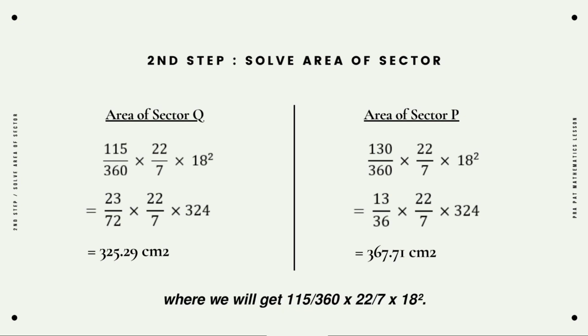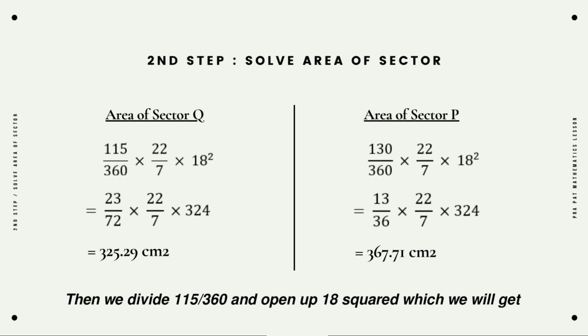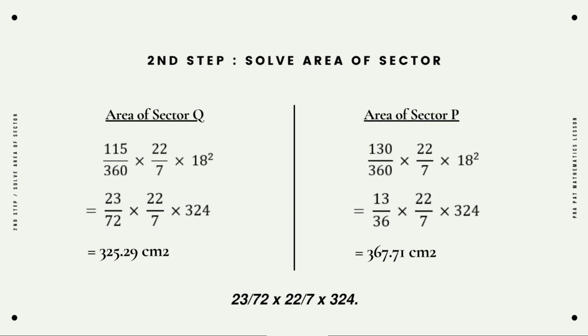I will get 115 over 360 times 22/7 times 18 squared. Don't forget that we need to use 22/7 and not 3.142. Then we divide 115 over 360 and open up 18 squared, which will get 23/72 times 22/7 times 324. We put all of this into the calculator, and we will get 325.29 centimeters squared for sector Q.